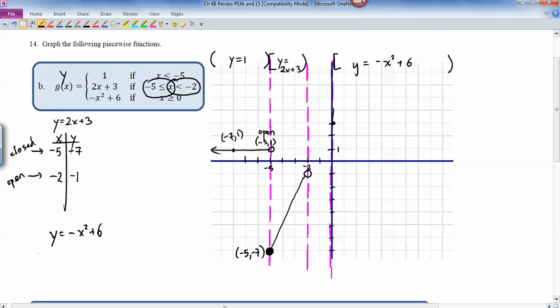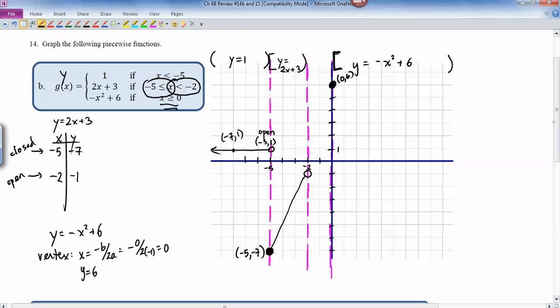The x-coordinate of the vertex is going to be -b over 2a, which is going to be -0 over 2 times -1, which is just 0. Then if I plug that back in, I'm going to get 6. So my vertex is at 0, 6, and I am allowed to plug in 0. So this point right here is 0, 6, which happens to be the vertex, and I do include it, which I noticed before with that bracket.